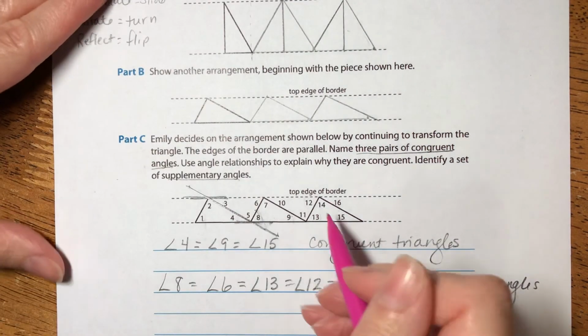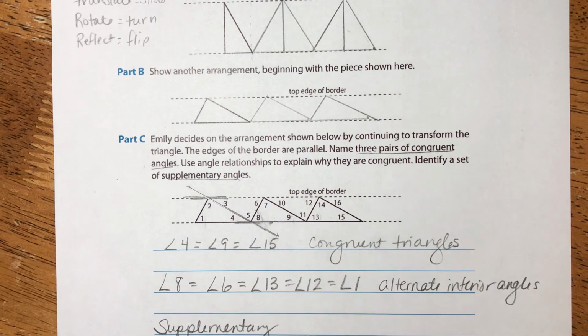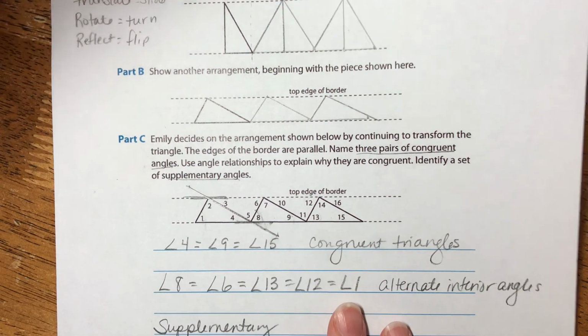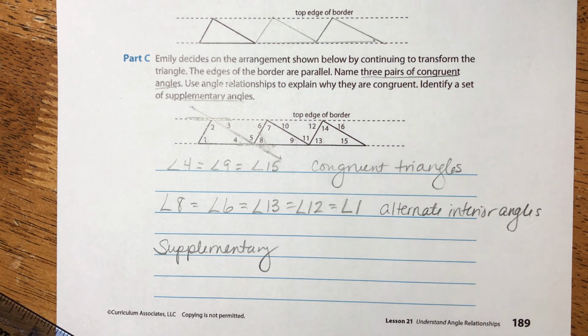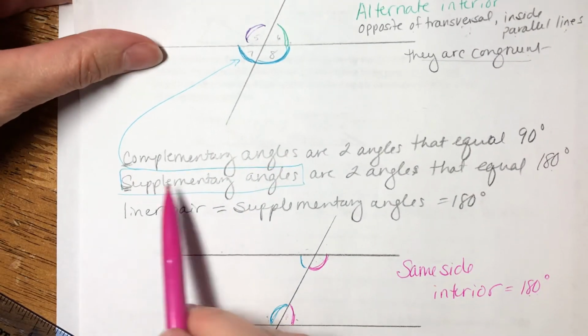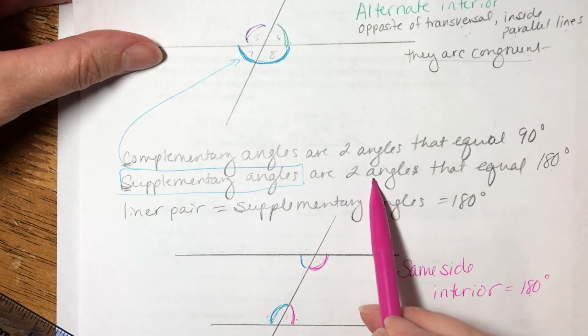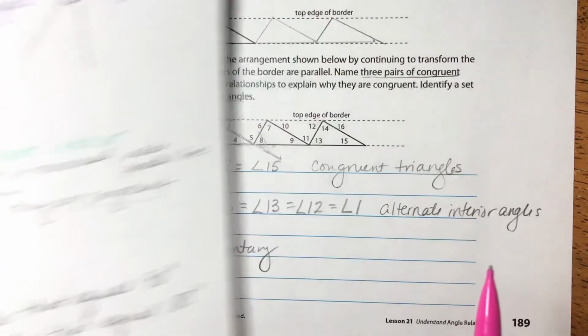All right, now the easy one. Let's do supplementary. By definition, what are supplementary? Do you remember? Where did I tuck my definition? Here. Supplementary angles are two angles, or in this case it might be three, that equal 180. I've got to find the ones that equal 180.